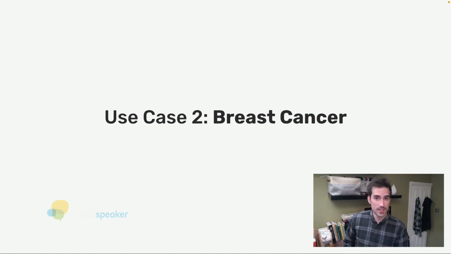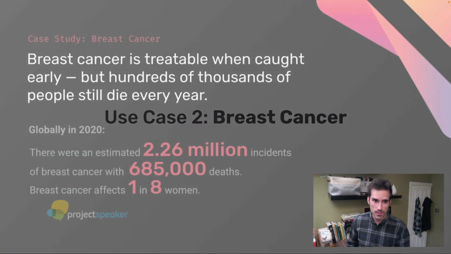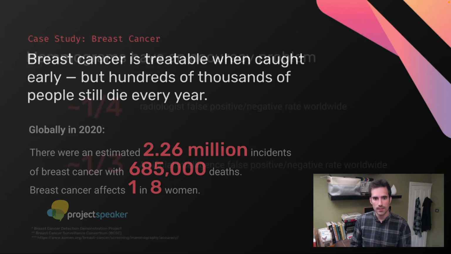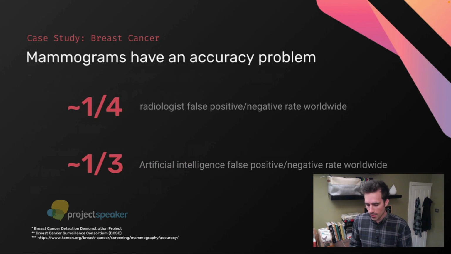Okay, so let's talk about another use case, right? Which is breast cancer. So, breast cancer is treatable when it's caught early, but unfortunately, hundreds of thousands of people still die from it each year. Unfortunately, it's so common that it affects around 1 in 8 women at some point in their life. And an underlying issue here, if detecting it early is so important, is that we still make quite a few mistakes in our detection process, meaning that detecting it is actually quite difficult. It's not uncommon for there to be a 1 in 4 false positive or negative rate in a breast cancer screening program.